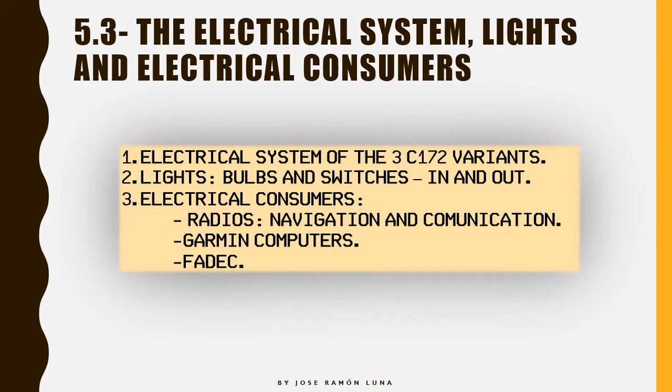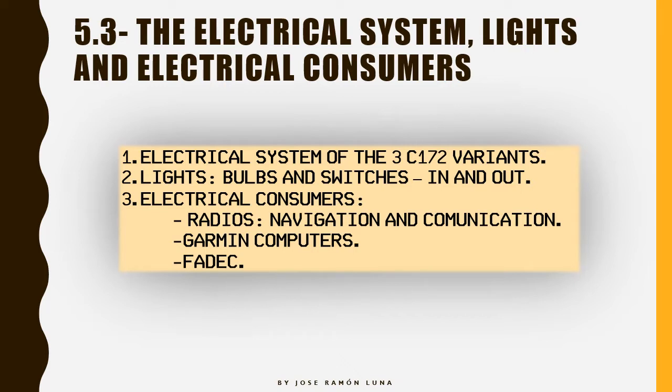This is the way this lesson is going to be structured. First, we are going to learn about the electrical system. We're going to compare the three models, point out the most important and decisive differences between them. After, we'll take a look at the lights of the Cessna 172, where to locate them, how to check them, how they can be operated from the cockpit. Basically everything you need to know about the lights.